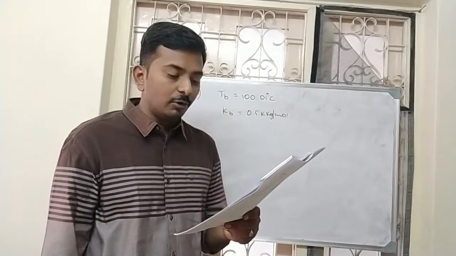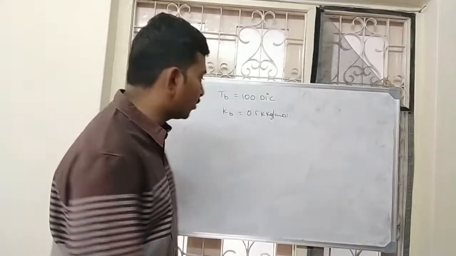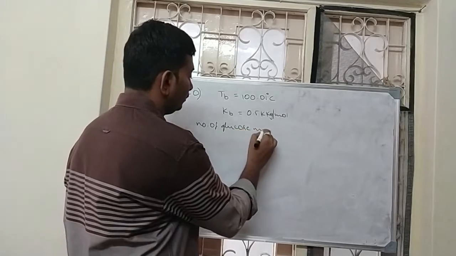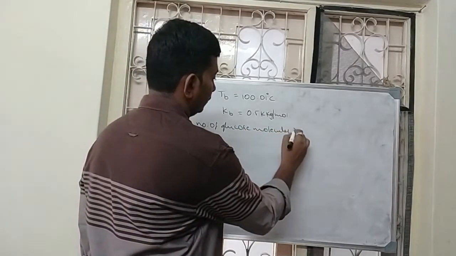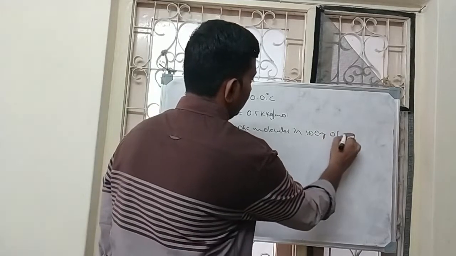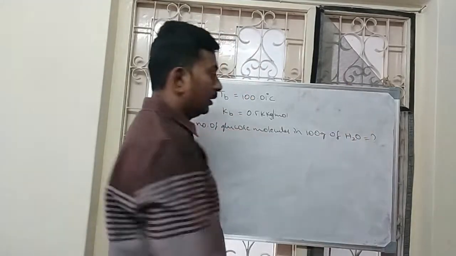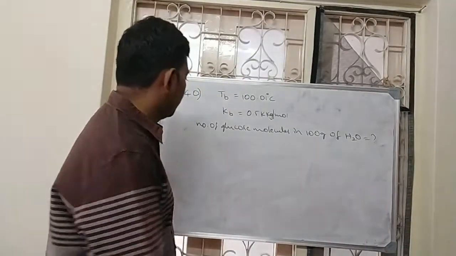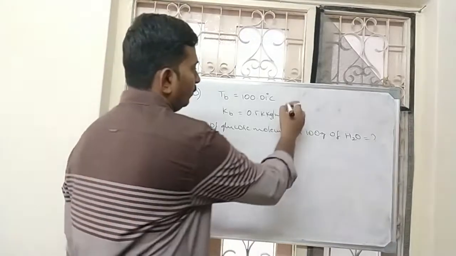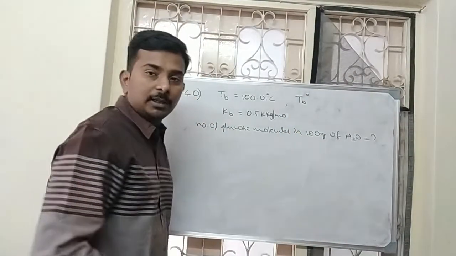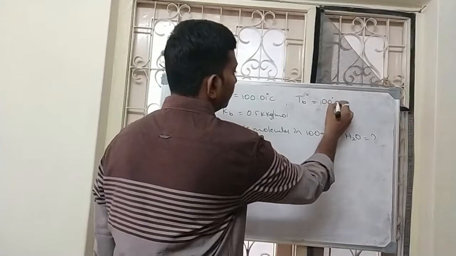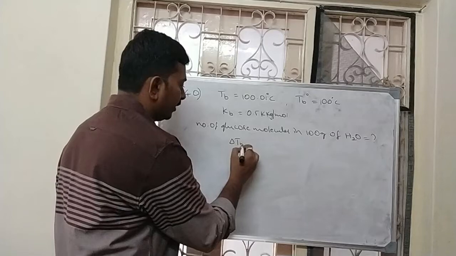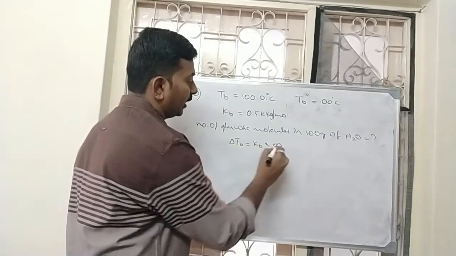They are asking for the number of glucose molecules present in 100 grams of water. So how many glucose molecules will be present in 100 grams of water is the question. It is an aqueous solution, so we know that the boiling point of water is 100 degrees centigrade. By using the concept of elevation in boiling point, delta Tb is equal to Kb into m.